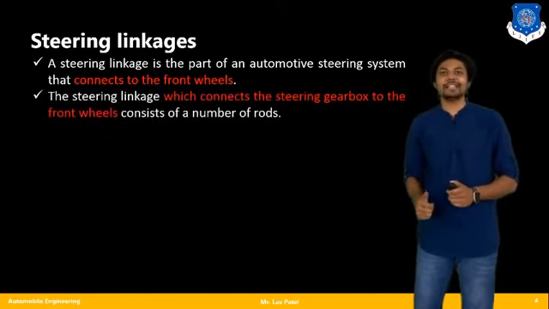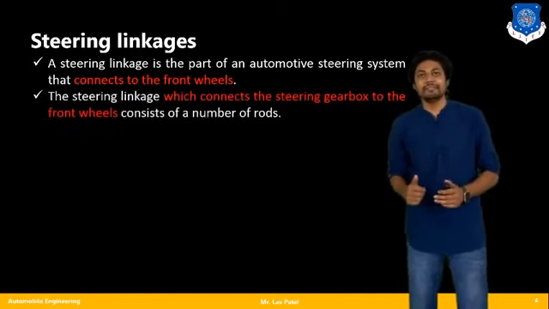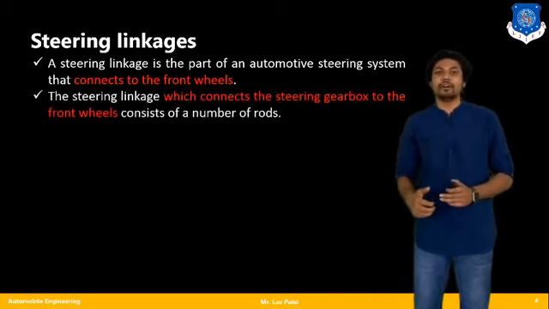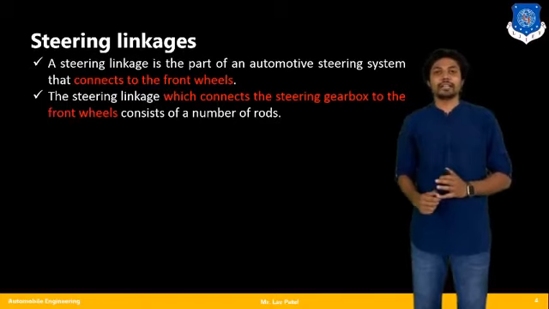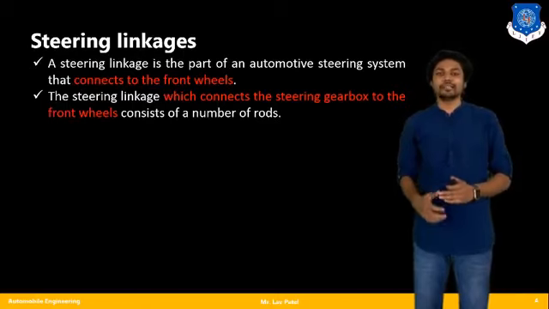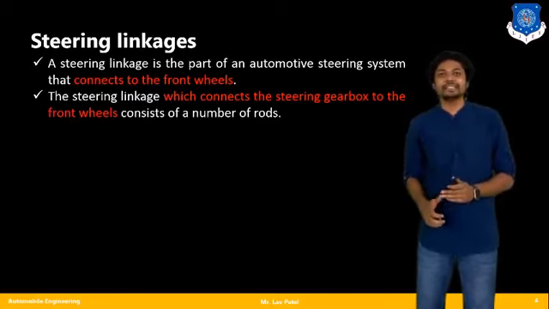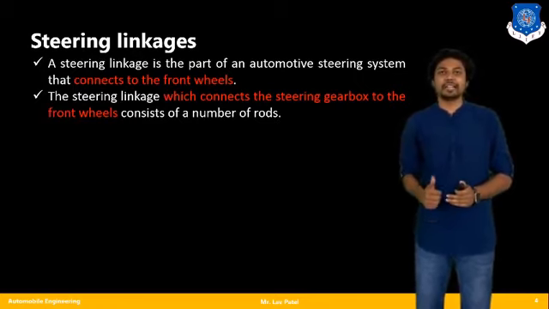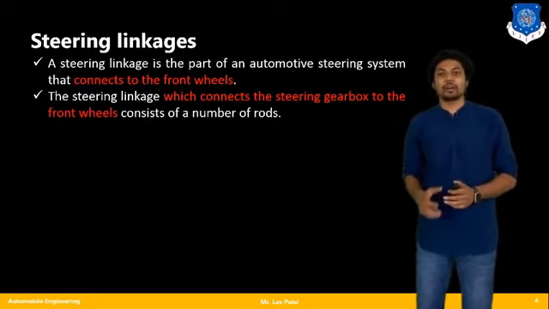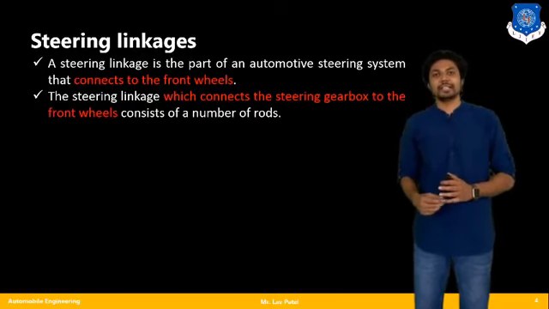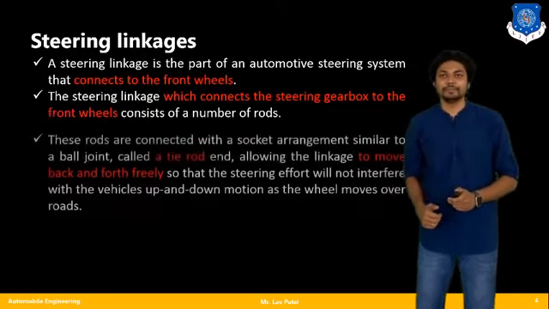The second point, we can say that there are steering linkages which connect the steering gearbox. We all know there are several types of steering gearboxes, like rack and pinion, and worm and wheel, and Bowman wheel type of steering gearboxes. So the steering linkages are connected from my steering gearbox to the front wheels and consist of a number of rods. There are several mechanical linkages or rods connected between the steering gearbox and front wheel.